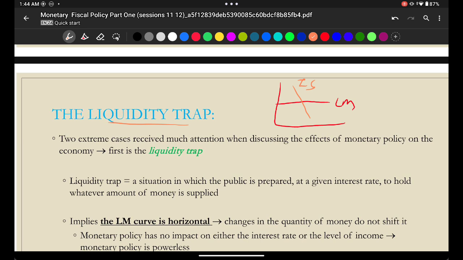So what do we conclude over here? When the economy is in a liquidity trap, we cannot use anything from the LM market, which is the money market, to help stimulate the economy. We can't, because we can't shift this graph.